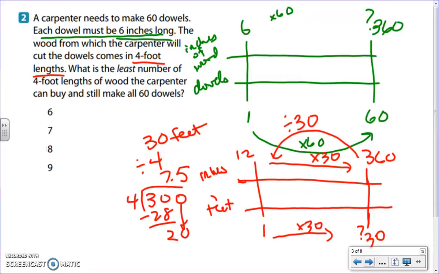But they're not going to sell you half of a 4-foot length. They're not going to sell you a 2-foot length. They only sell them in 4-foot lengths. So I know 7 would not be enough. 8 would be a little too much, but I would need at least 8 of these 4-foot pieces to make 60 dowels. I'll have some left over, but I will need at least 8. So that would be C.